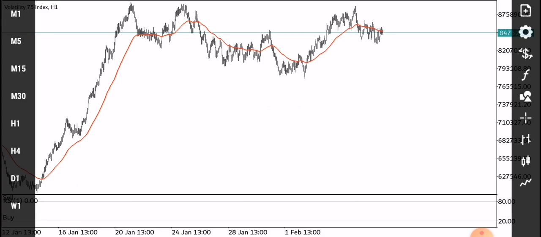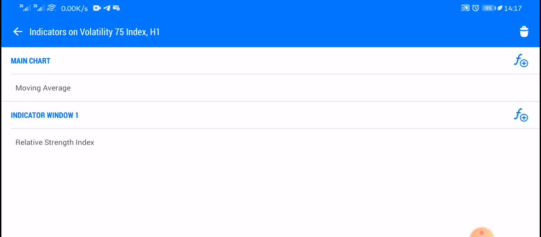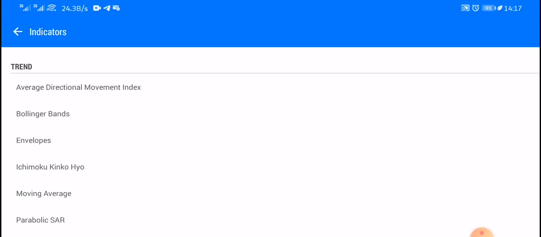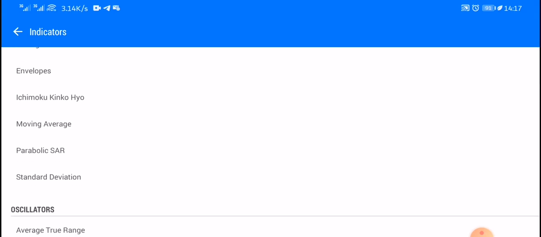It's the moving averages. We're going to be making use of about 5 moving averages. So let's bring it in. I'm going to be adding it to indicator window 1, that is the indicator window where we have the RSI. So it's going to overlap on it. So we're going to add it, clicking on the F there, and we're going to bring the moving average.